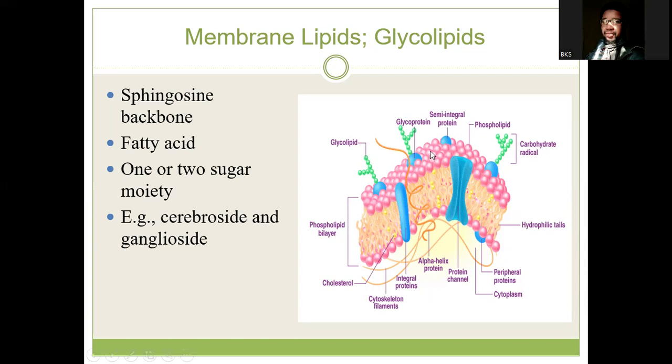You can see a membrane here. On that membrane, you can see a lipid here. But on that lipid, you have attached to it a glycolipid, sorry. So you can see this as an example of a glycolipid.